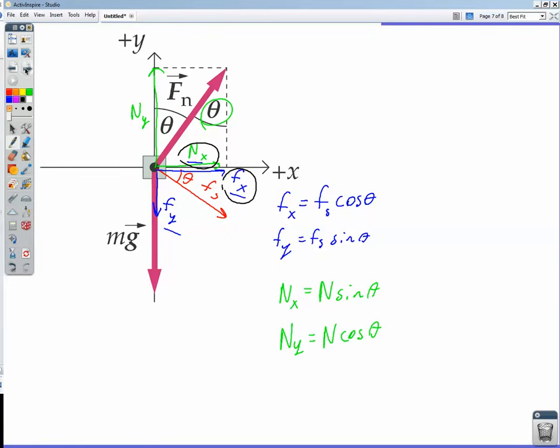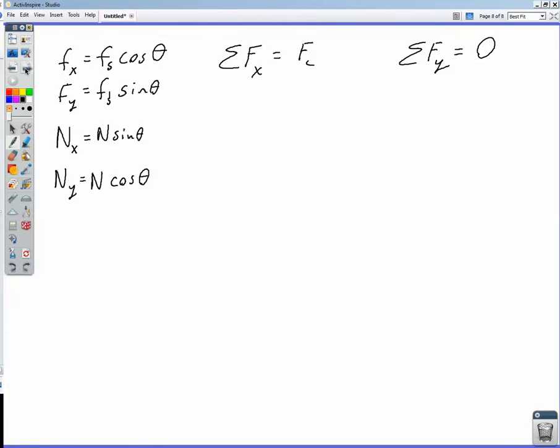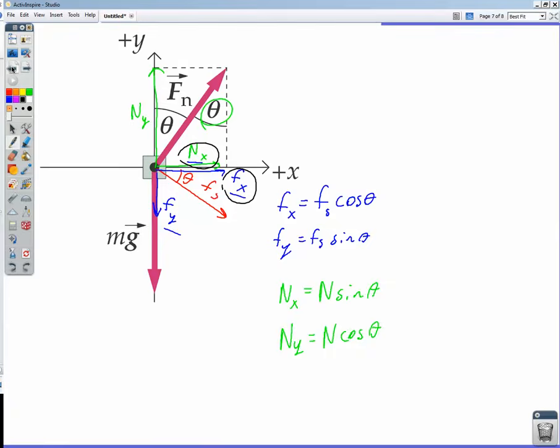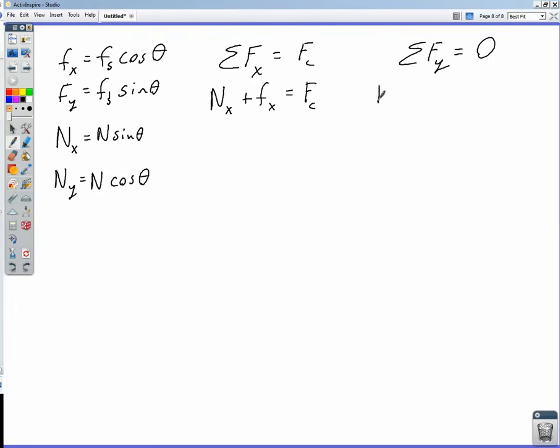That's it. So Nx and Fx, and they're both going to the right or positive. So we have Nx plus Fx is equal to Fc. The sum of the forces in the y direction, going back and looking, we've got three forces and components of forces. The normal force in the y direction is positive, weight and Fy are negative. So we're going to have normal force minus mg minus Fy equals 0.